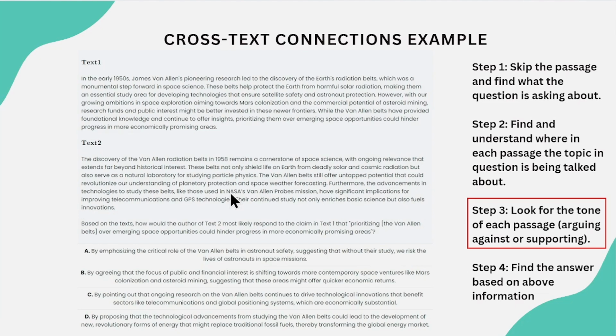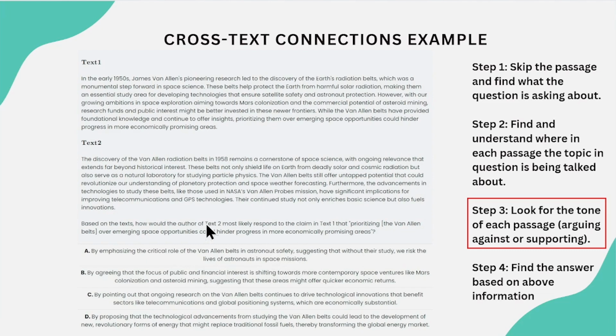Okay, so knowing that, he disagrees with the thing that author 1 said. So our answer is the author of text 2 disagrees with text 1's thought that we should abandon the Van Allen belts and not spend our money researching them. So now we're going to look for an answer that says this. By emphasizing the critical role of Van Allen belts in astronaut safety, suggesting that without their study, we risk the lives of astronauts in space missions.